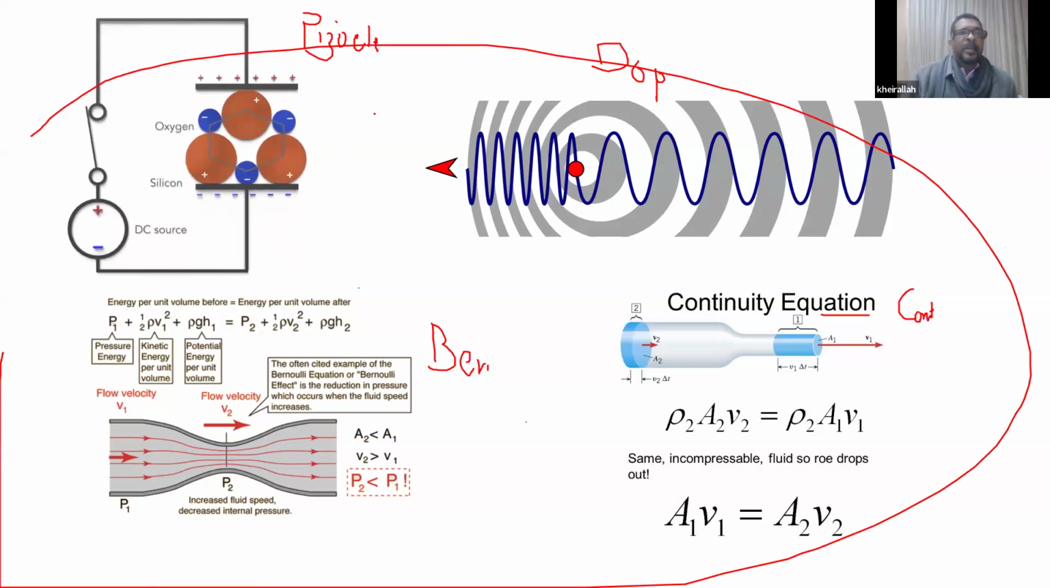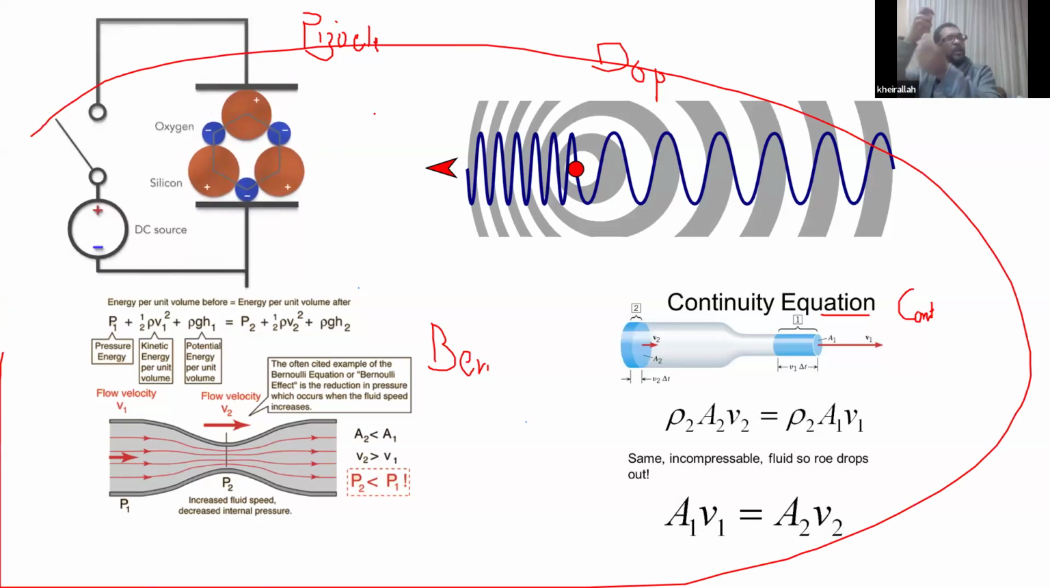The piezoelectric, you know the transducer we are holding? The transducer houses piezoelectric crystal.